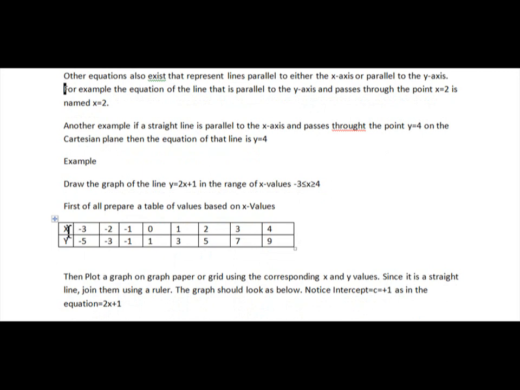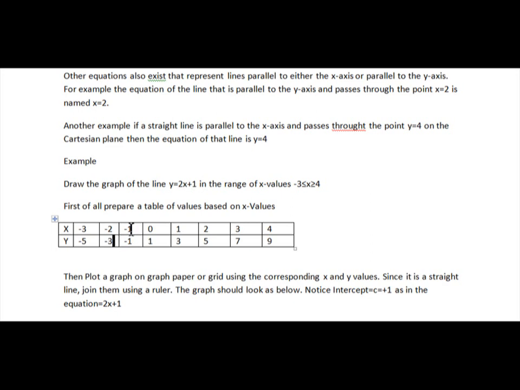Okay, so the table of values has x ranging from minus 3, minus 2, minus 1, 0, 1, 2, 3, 4. Right? And for us to get the corresponding y values, we take the x value. For example, the first y value, take the x value which is minus 3, substitute it in the original equation. It will be 2 times minus 3, which is minus 6 plus 1, which gives you a minus 5. When x is equal to minus 2, y becomes 2 times minus 2, which is minus 4 plus 1, which gives you a minus 3.